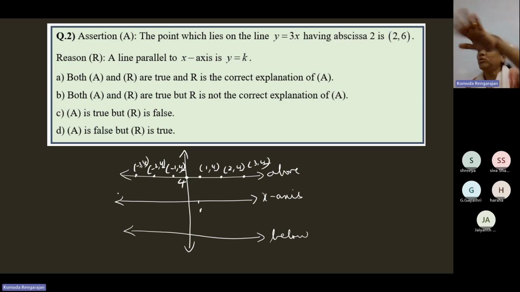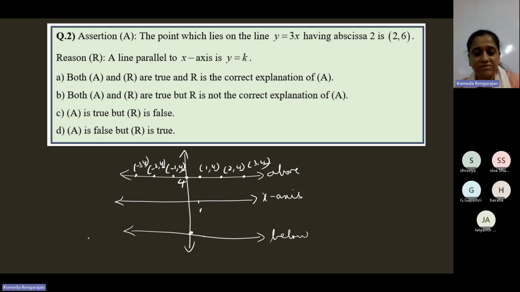Where above? 4 units above. So what are the parameters? Parallel to which axis? Parallel to the x-axis. Above or below? Because parallel to the x-axis means you must say above or below. Above. How much above? 4 units above. So y is equal to 4 is the equation of a line parallel to the x-axis at a distance of 4 units above it.